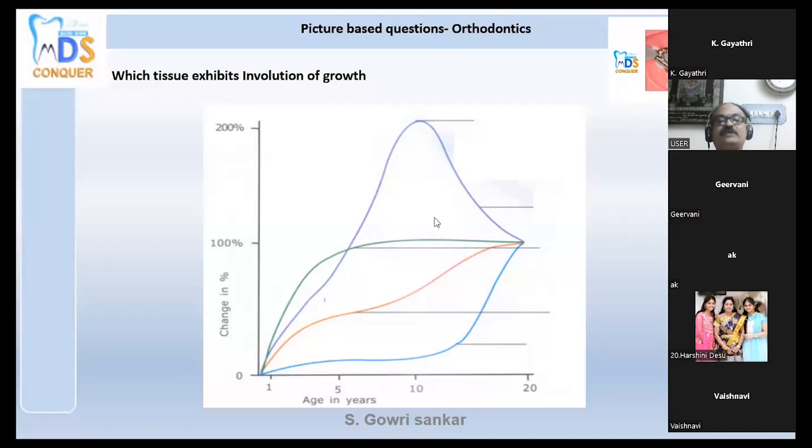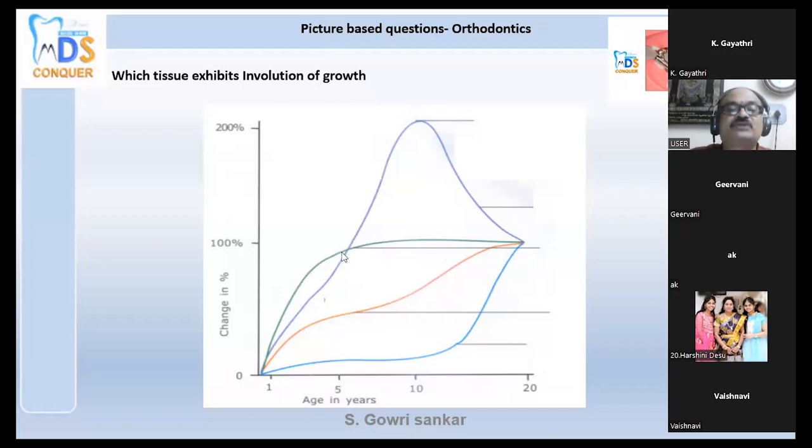So they may point out somewhere and ask you, which tissue completes growth first? What is this tissue that shows the regression or negative growth? Yes, it is lymphoid tissue. And you can see a flat curve occurs here. What is that tissue that shows the flat curve? If they put it the other way, what is the tissue that completes the growth first? You can answer, yes, it is neural tissue, but they won't ask that much.